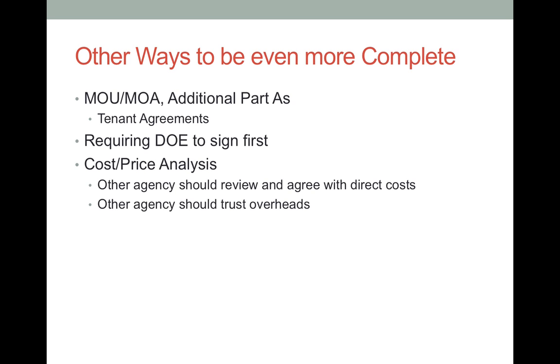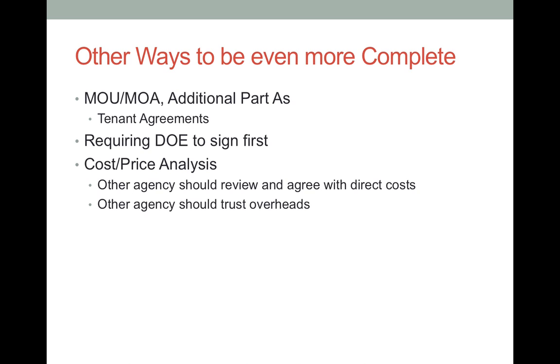Many requesting agencies will require a complete cost or price analysis of work performed at the labs. The other agency should review and agree with all direct costs proposed by the laboratory. There is no value added by reviewing indirect costs, however. Since DOE contracts are all cost reimbursable, with no fee paid by the other agencies, there is no risk of indirect costs being inflated in order to collect higher fees. Also, the reason the lab is being tapped is because there is no other source for the work, meaning there is nowhere else to compare costs against.